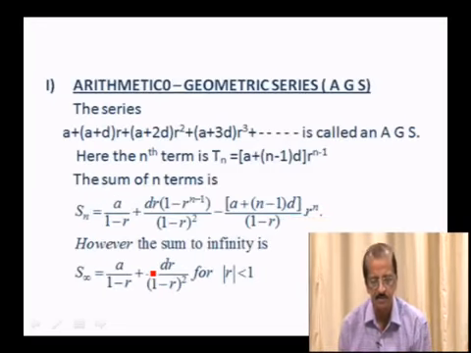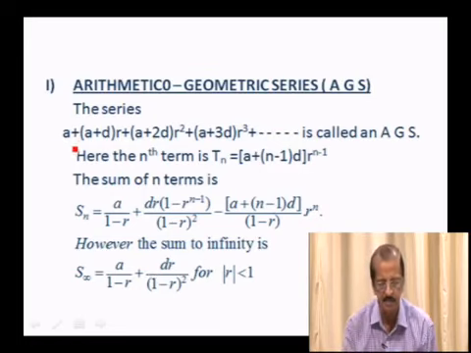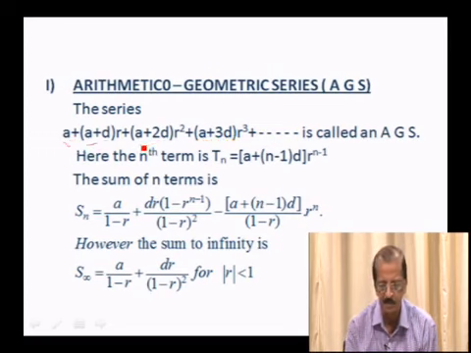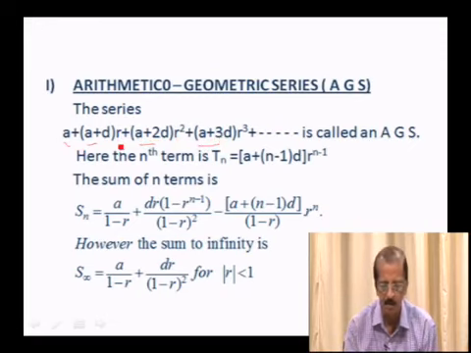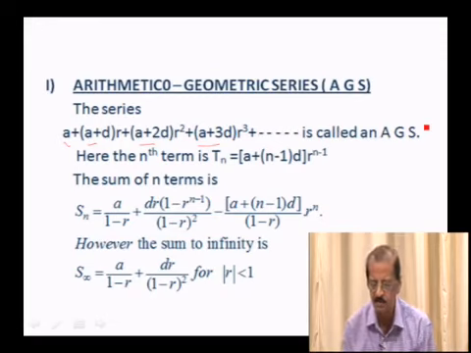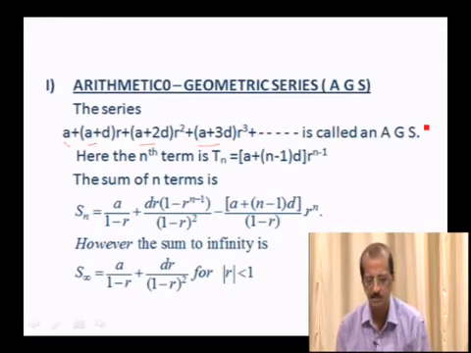Arithmetico-geometric series. So, let us discuss the arithmetico-geometric series. Here the terms are (a plus d) into r, (a plus 2d) into r square, (a plus 3d) into r cube. The first factors a plus d, a plus 2d, a plus 3d, etc. are in AP. The r, r square, r cube, etc. are in GP. Therefore, it is called an arithmetico-geometric series.